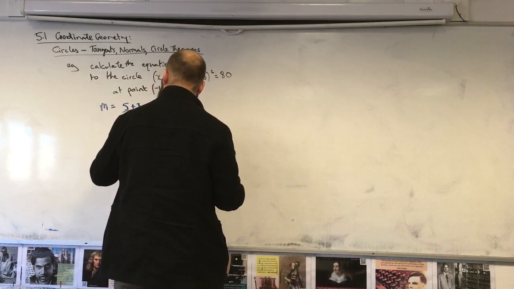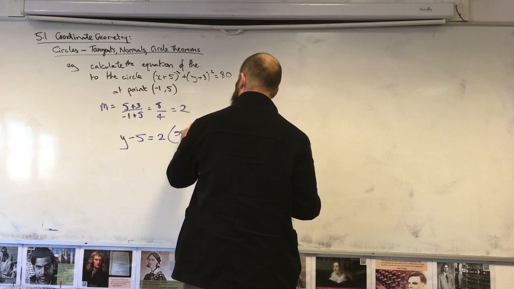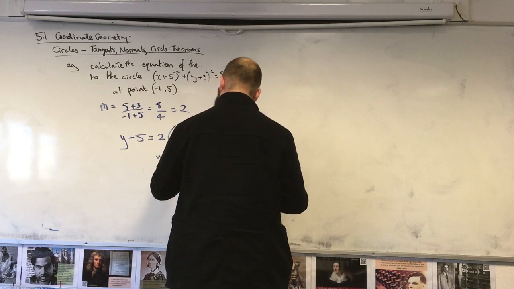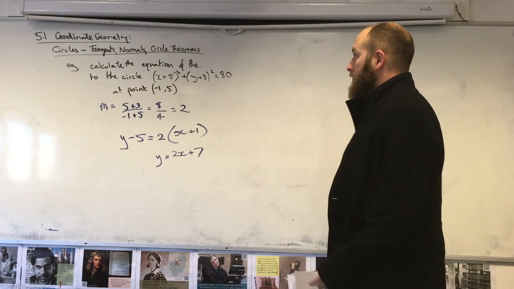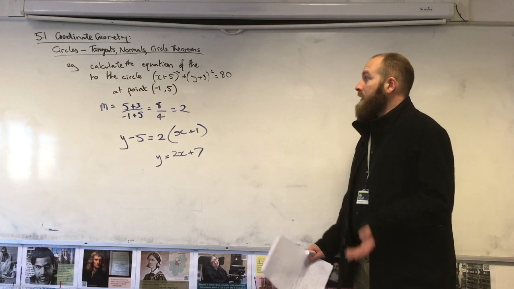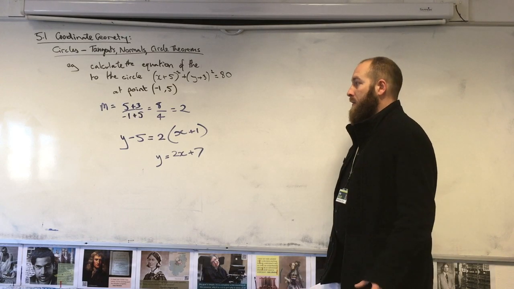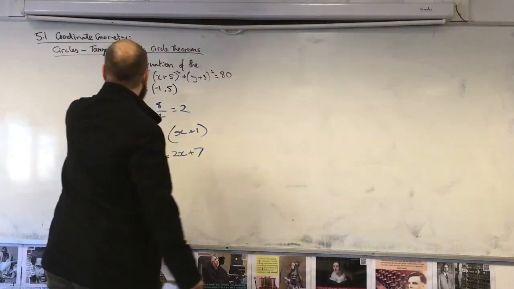Then we get y minus 5 equals 2x plus 1. So y equals 2x plus 7. Cool, that's really it. Just be careful, remember which is which. Normal, same gradient as the radius; tangent, perpendicular, negative reciprocal gradient. Right, onto some circle theorem bits.